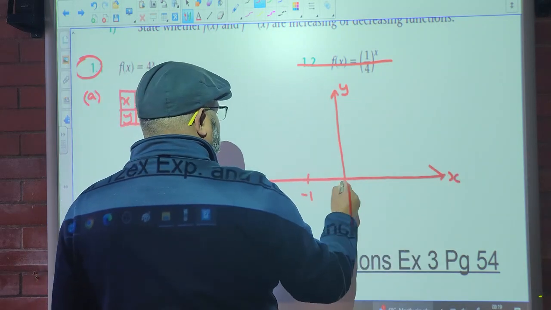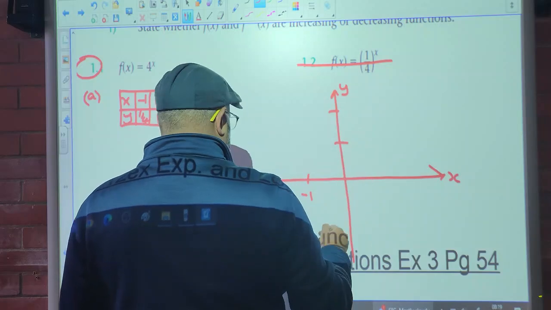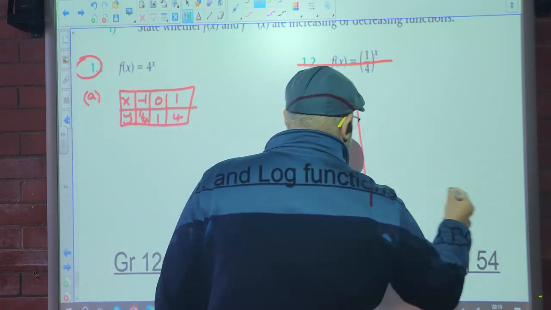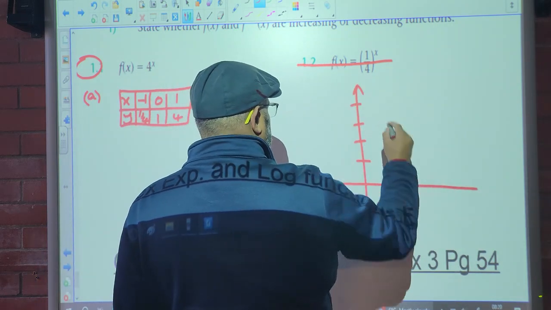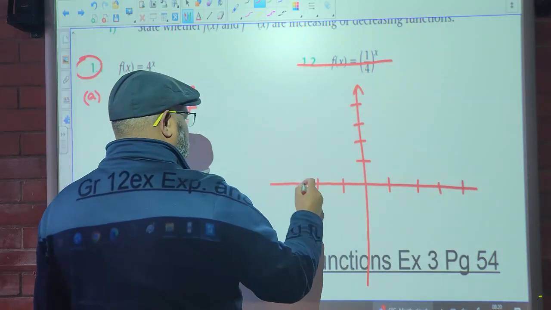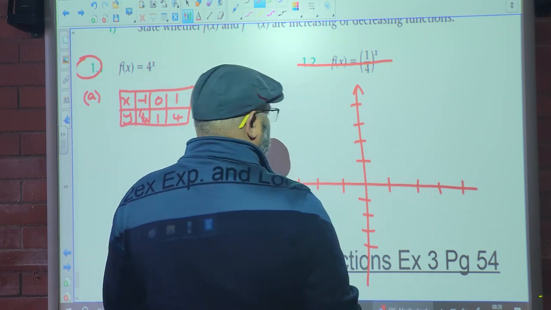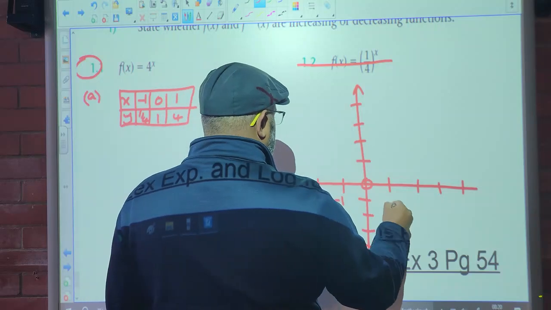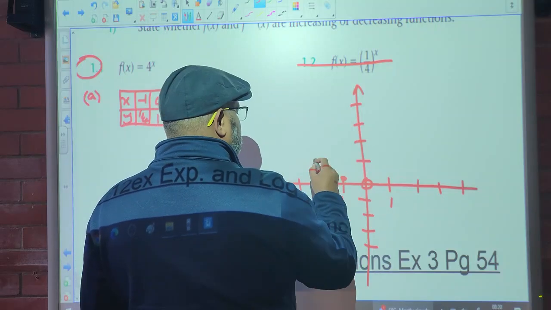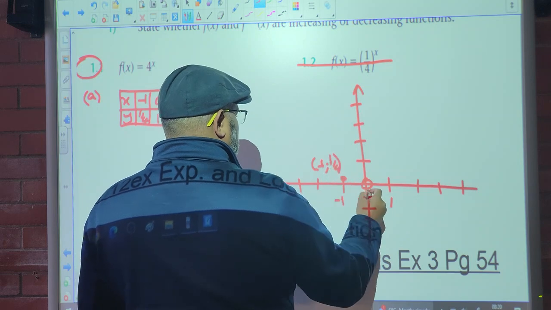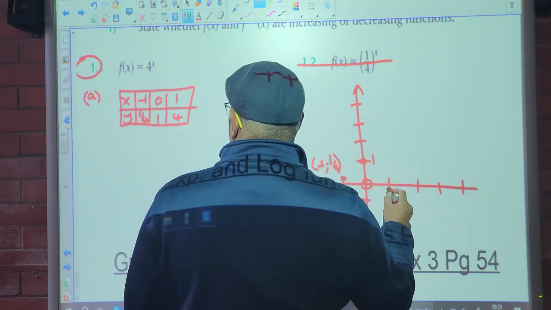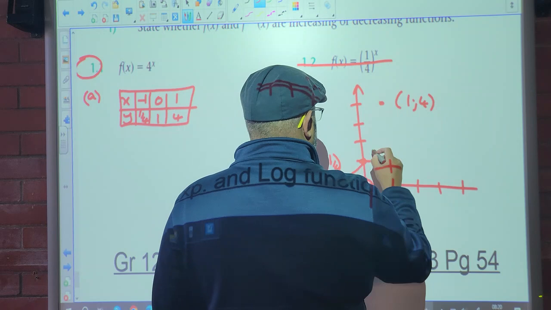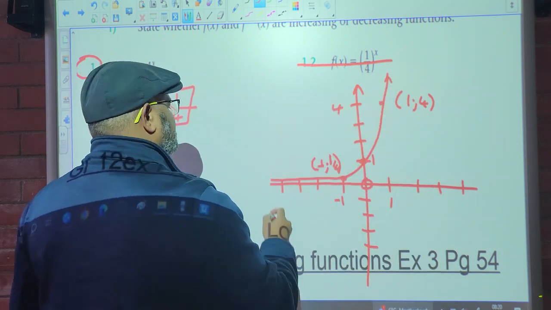So if x is minus 1, okay, by minus 1, 0 and 1: minus 1 and a quarter, 0 and 1, and 1 and 4. Okay, so the graph comes close to the x-axis, doesn't touch, and here we go. It's a graph of f.